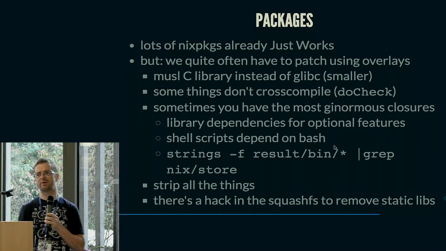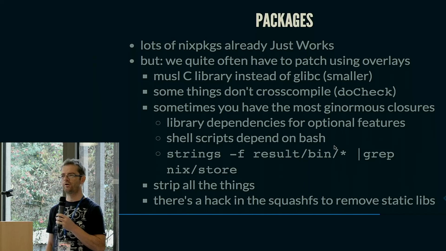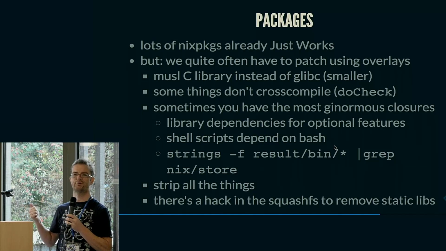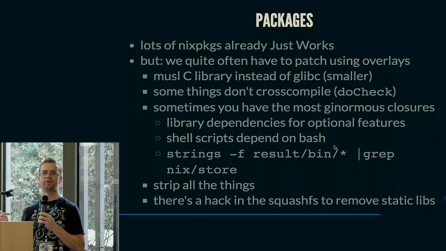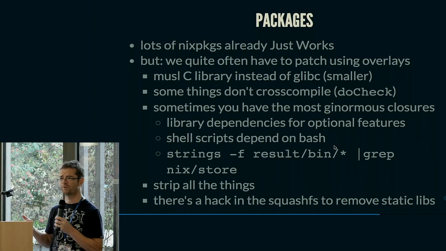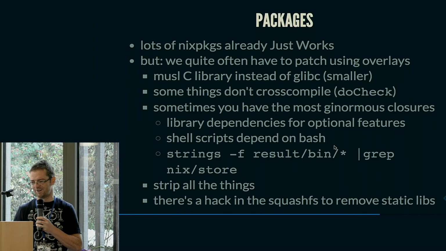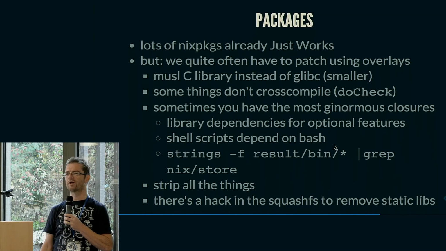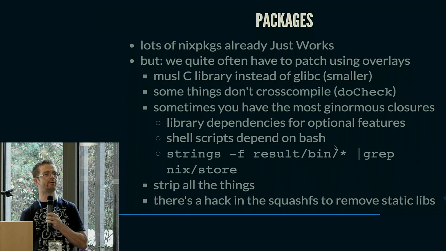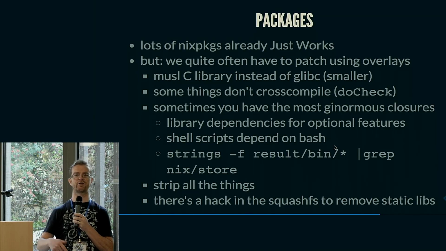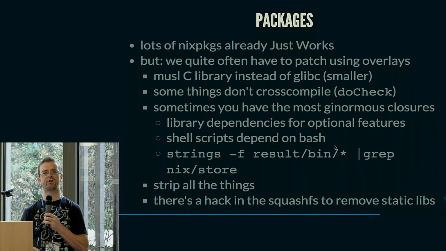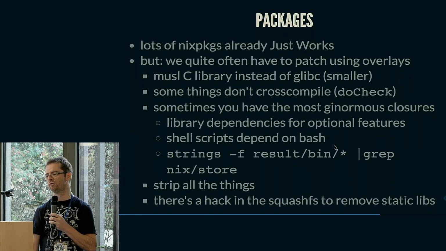Malcolm was talking about big closures yesterday, and I really feel it on this thing because we have a very limited amount of flash space. It can be as little as 4 megabytes. You don't want to be getting 1.5 gigabytes of Firefox in there. So there are various hacks we've done to remove library dependencies for optional features where the original derivation included them. Get rid of shell scripts that depend on bash because bash is huge.